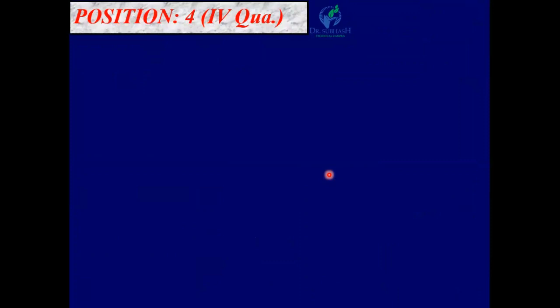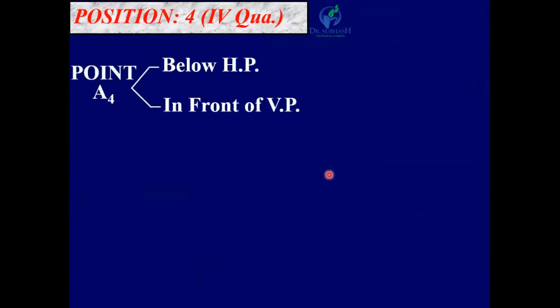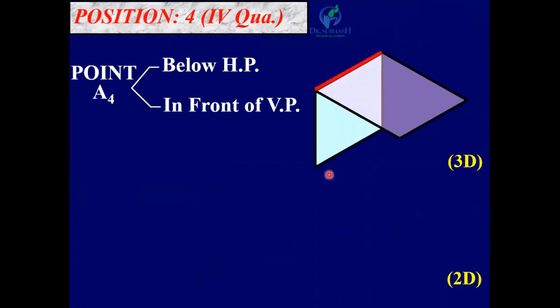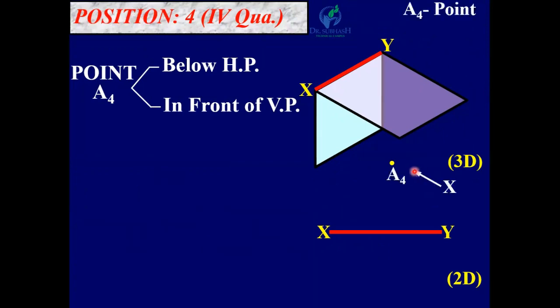Position 4, fourth quadrant. That means below HP, in front of VP. Fourth quadrant, XY line, and point A4 is here. Now looking from this x direction, its front view is A4 dash and it is below XY line. So draw the A4 dash below XY line.